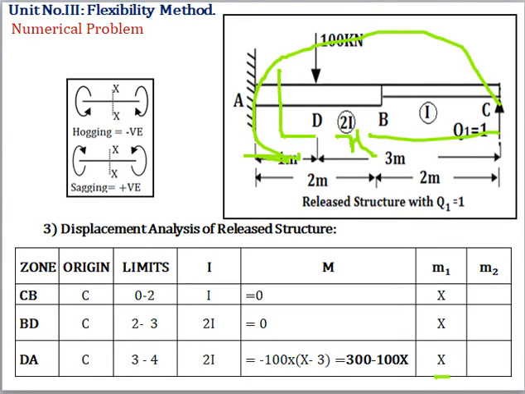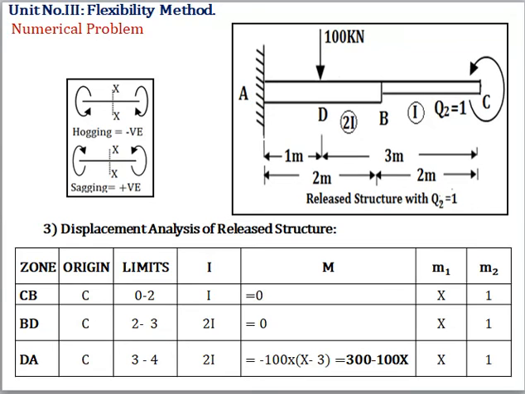Now let's move toward the next redundant force and find M2, that is the moment due to the redundant Q2 equal to 1, and Q2 is nothing but the moment. Let's consider the first zone, the CB zone. Since this is a moment, there is no need to consider the lever arm distance; we directly take the moment. In the first zone, the moment remains the same. If this is your x section, the moment is anti-clockwise and its value is 1.